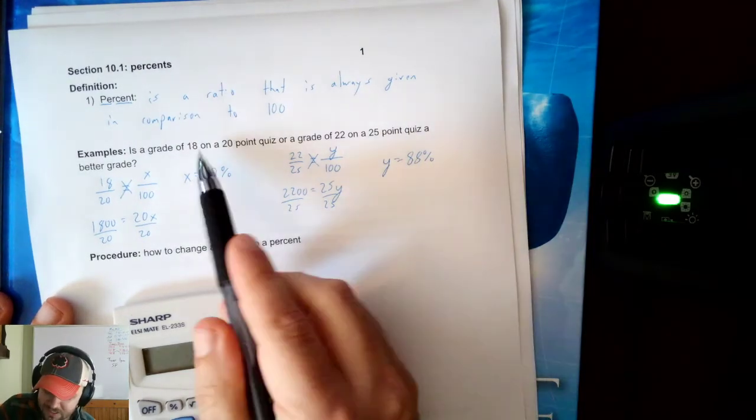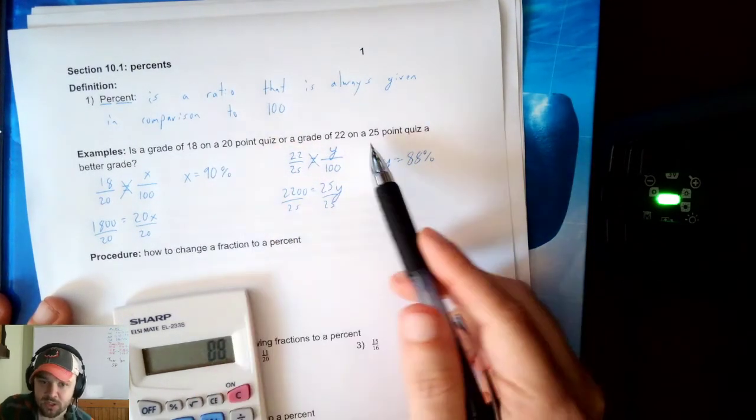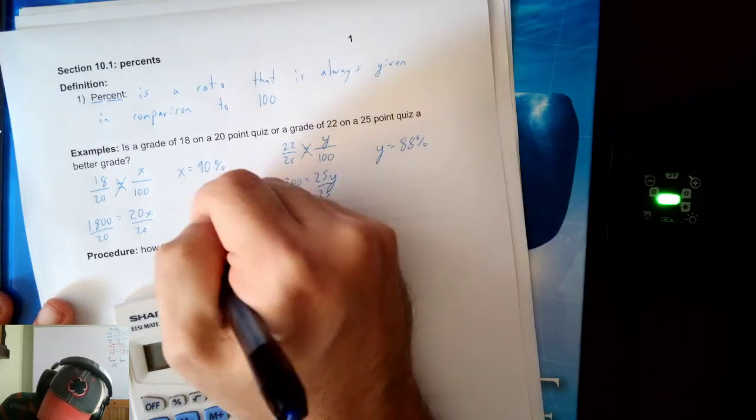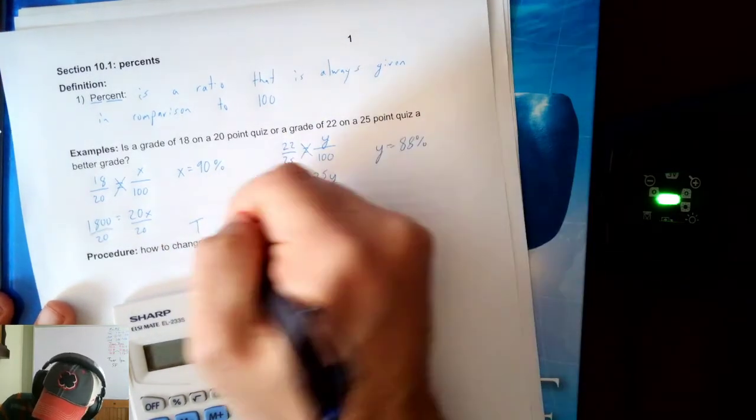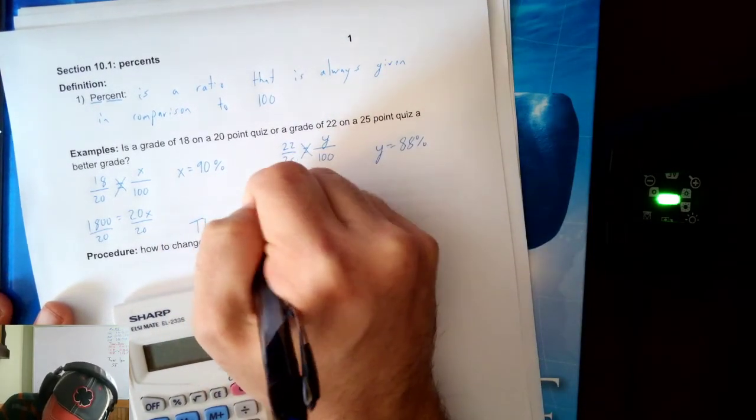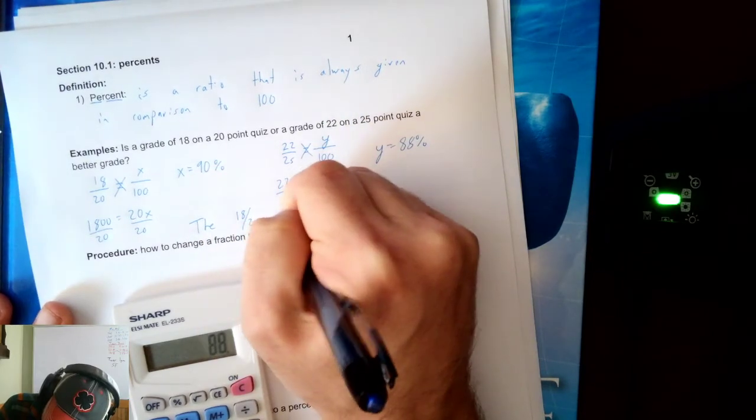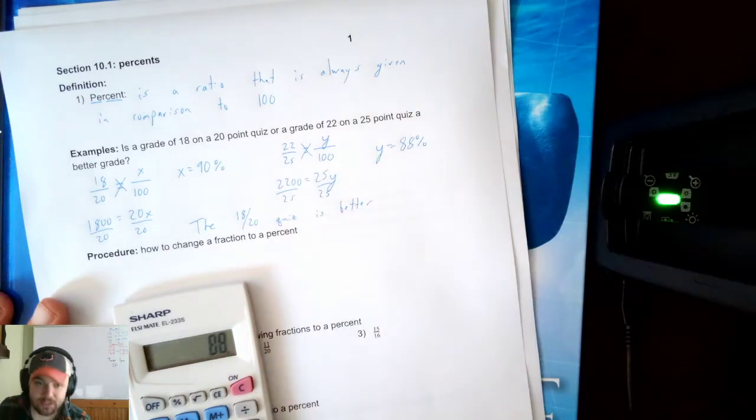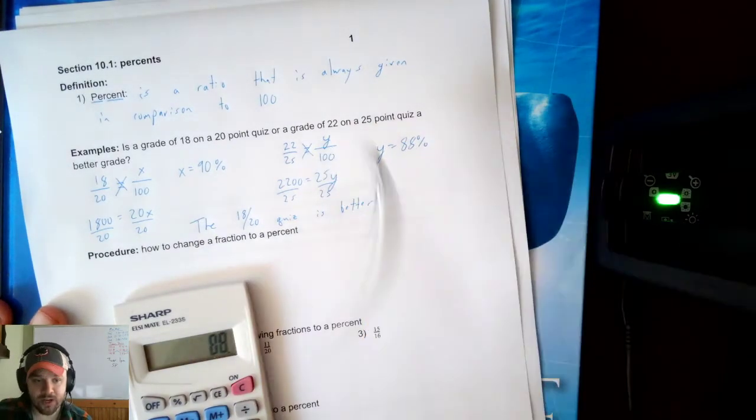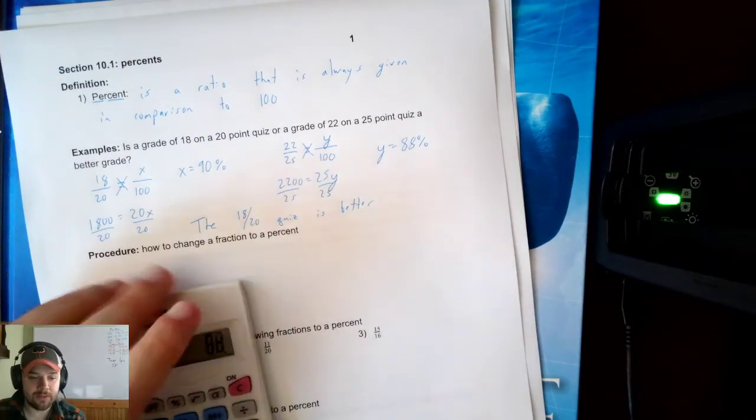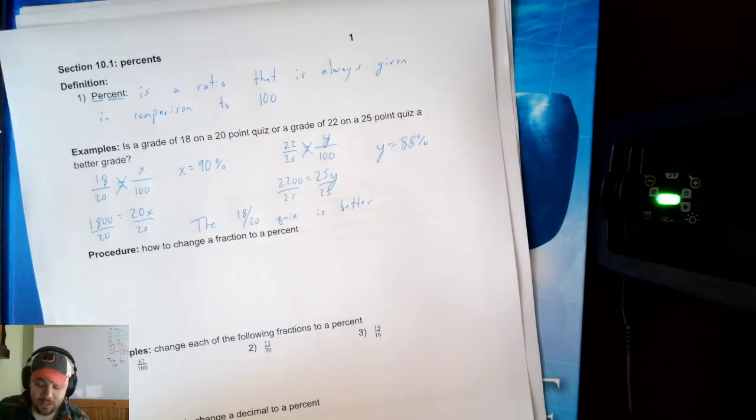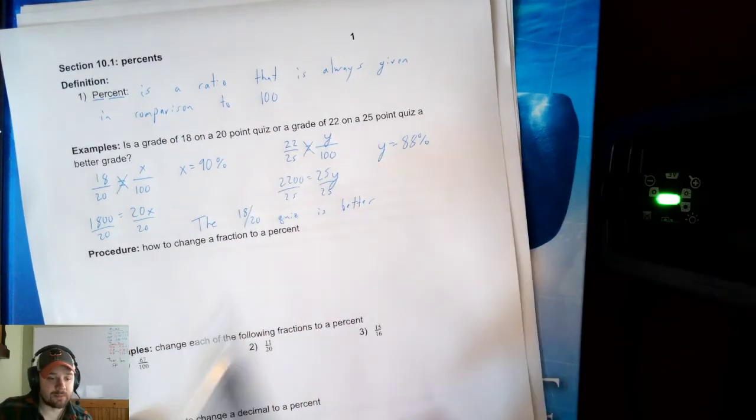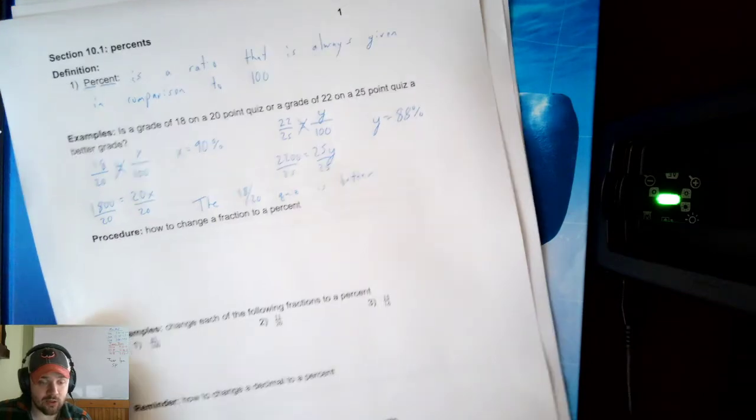So, which is better, 18 out of a 20-point quiz or a 22 on a 25-point quiz? Obviously 90 is bigger than 88, right? So the 18 out of 20 quiz is better. Now, always having to set up a ratio every time you want to work with a percent isn't how we want to work with them. This is a little time consuming. It's got multiple steps. There's actually a faster way to convert.